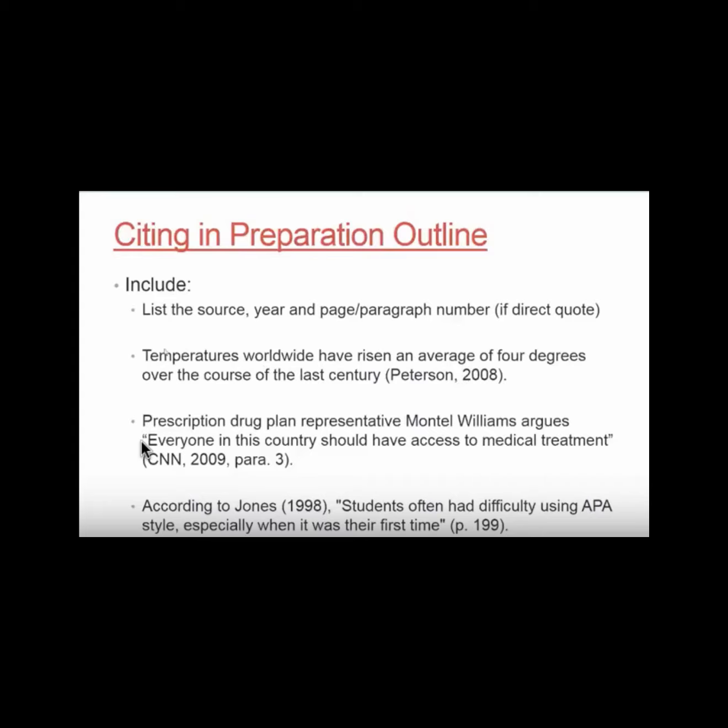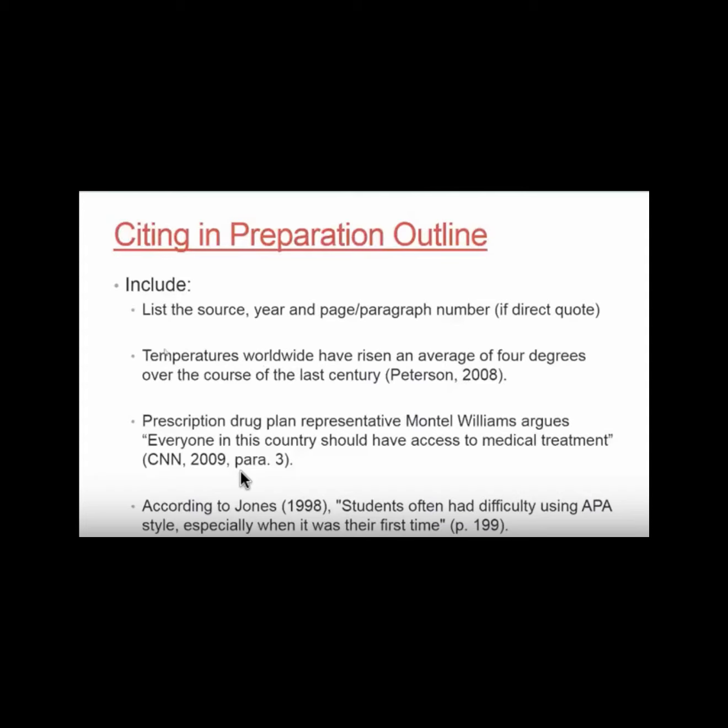If I actually take a direct quote here, then I would cite the author, and if there's no author, use that credible source. So CNN is a credible source. Even if that specific article did not have an author, I would just use CNN, knowing that it was broadcast or published in 2009 and that it was found in paragraph 3.